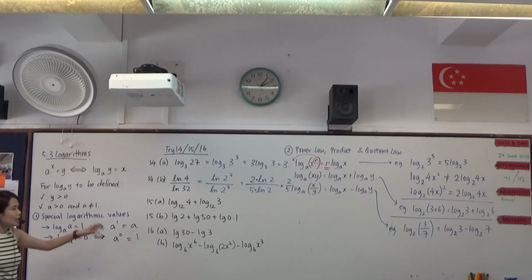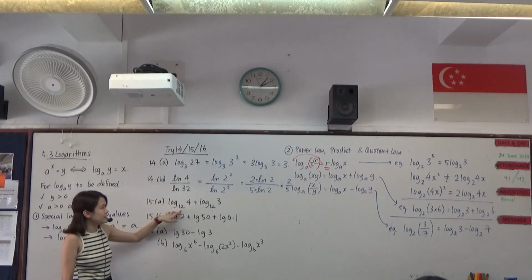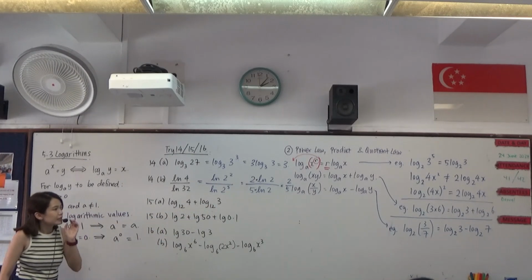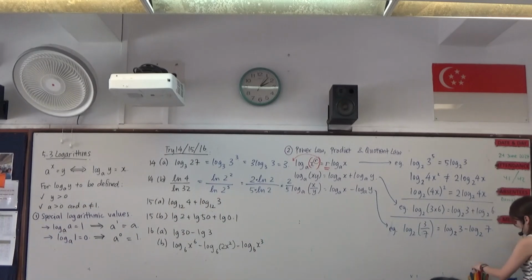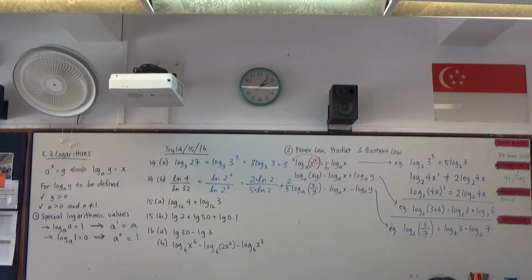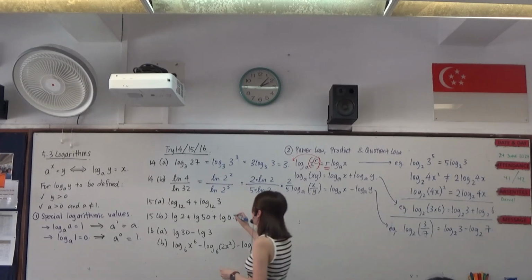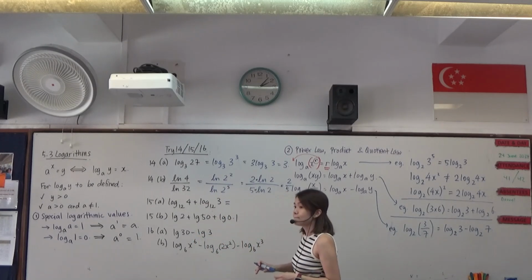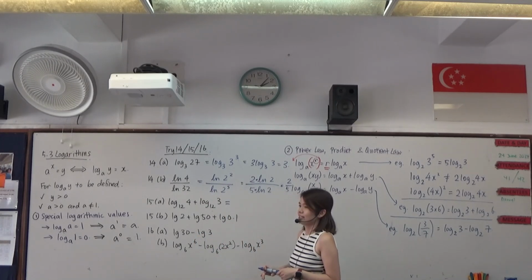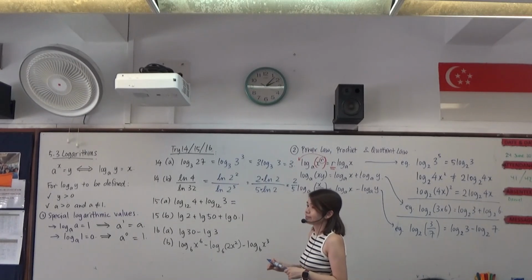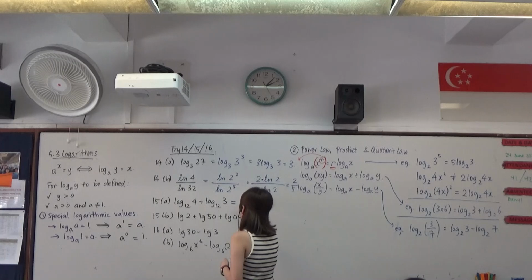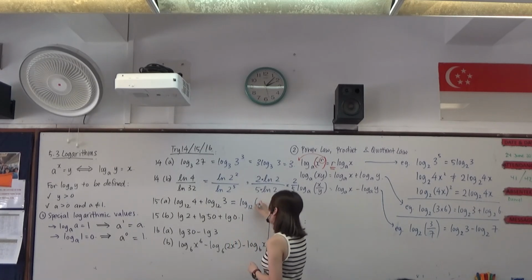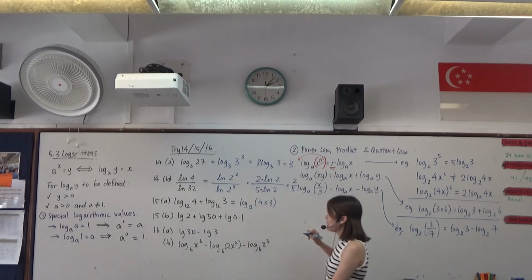Okay? Let's look at 15a. We have log 4 base 12 plus log 3 base 12. How? Any ideas? Jun Heng, what do you think? Yes, 15A. Log base 12 and then 4 times 3. Yeah. So we apply our product law.